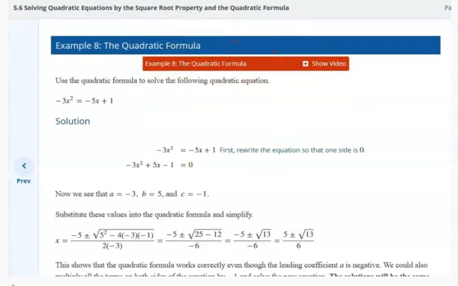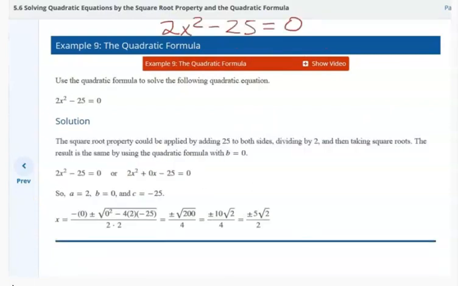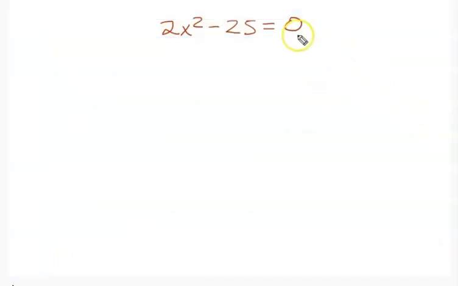All right, let's go on. We're almost finished. Now, for example 9, we've written it here, and you'll write it up in your notes. Let's go to our whiteboard. Now, they've asked us to solve this by the quadratic formula.